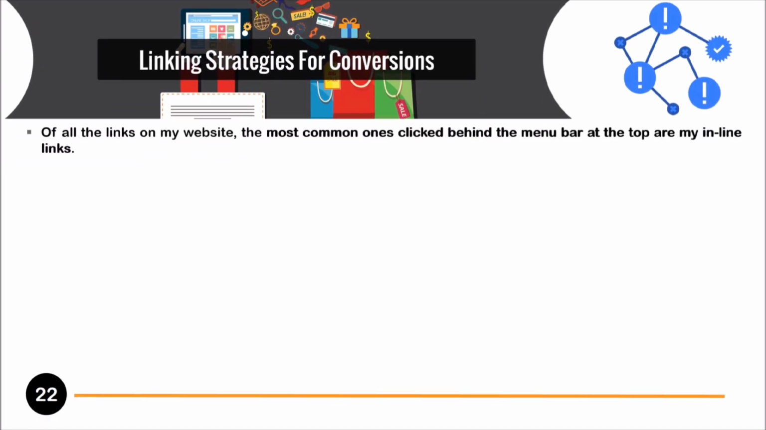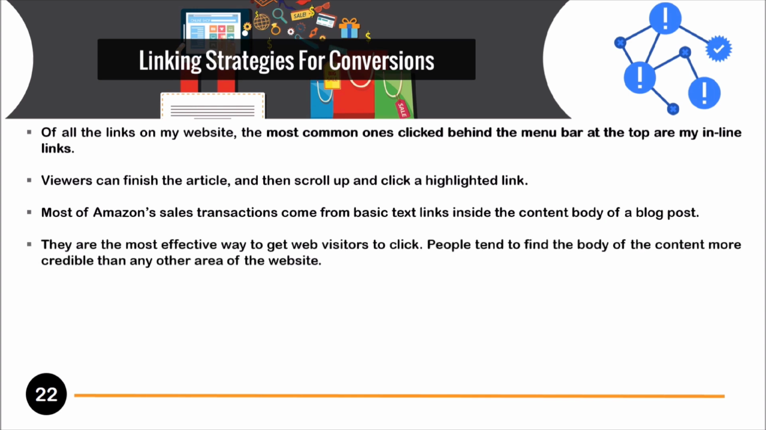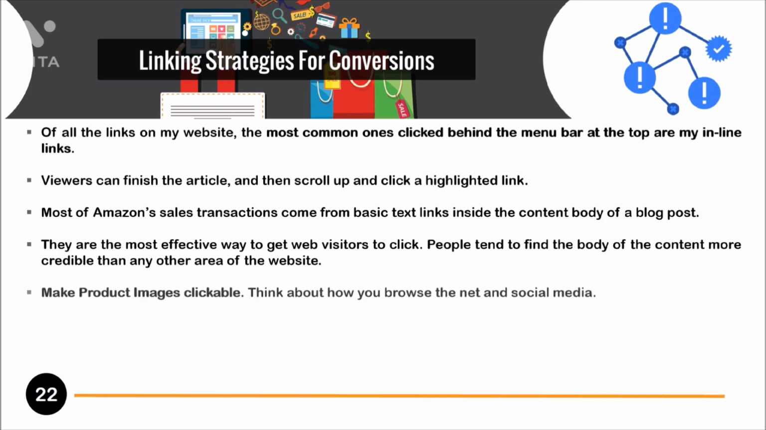Of all the links on my website, the most common ones clicked behind the menu bar at the top are my inline links. Viewers can finish the article and then scroll up and click a highlighted link. Most of Amazon's sales transactions come from basic text links inside the content body of a blog post. They are the most effective way to get web visitors to click. People tend to find the body of the content more credible than any other area of the website.